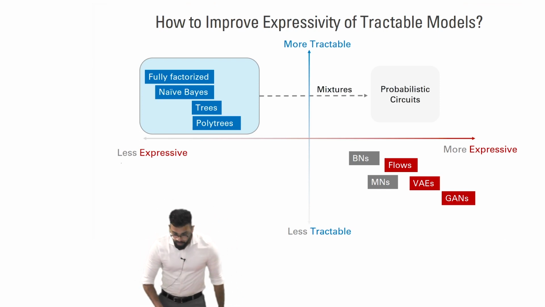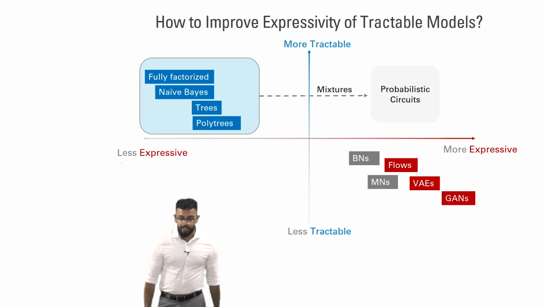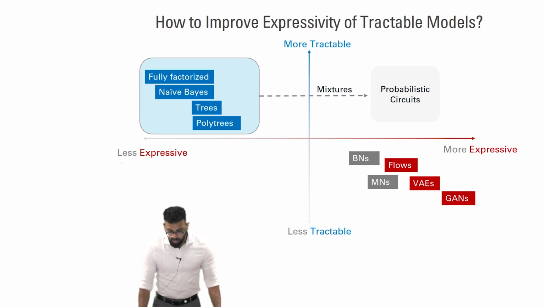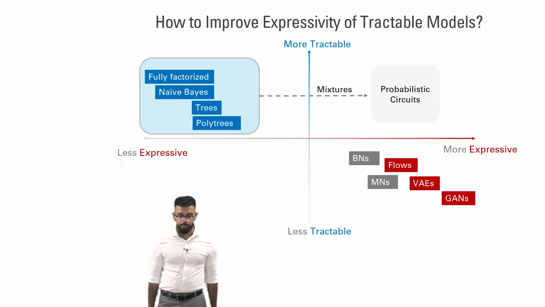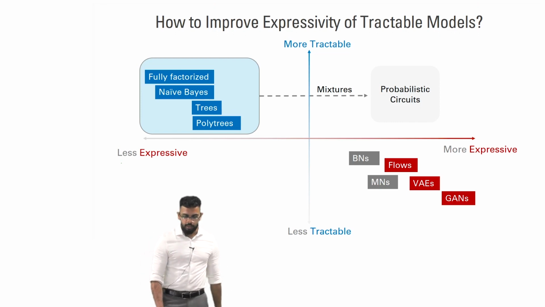So how do you do that? That is what we will discuss in the next part, right? It basically boils down to what are called mixtures, right? So you'll be taking mixtures of these simpler models to build a class of models which we'll call probabilistic circuits.